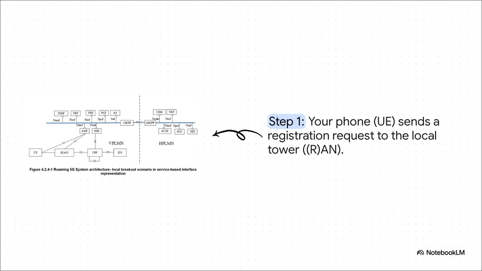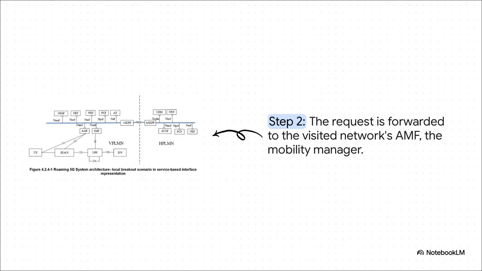The story begins the moment you flick off airplane mode. Your phone, the UE, wakes up and sends out a little hello message, a registration request, to the closest cell tower. That tower is part of what's called the Radio Access Network, or RAN. Now, that cell tower isn't very smart. It doesn't make any decisions. It just acts like a mail carrier and passes your request on to the first real brain in the system, the AMF. Remember him? The mobility manager?